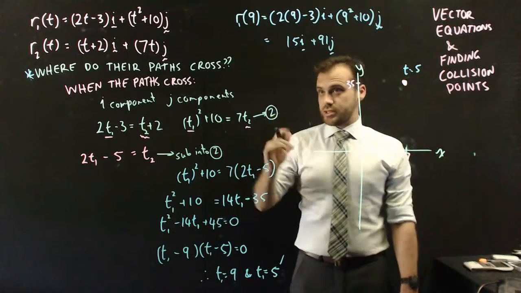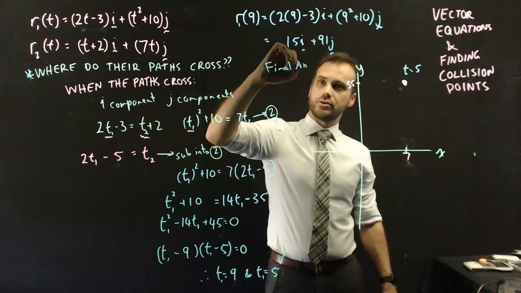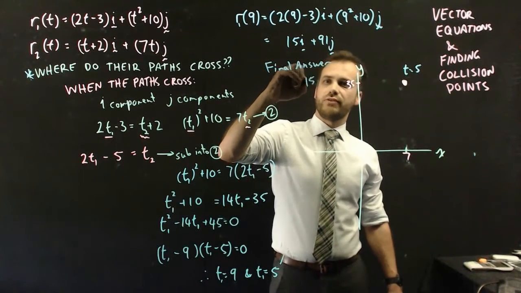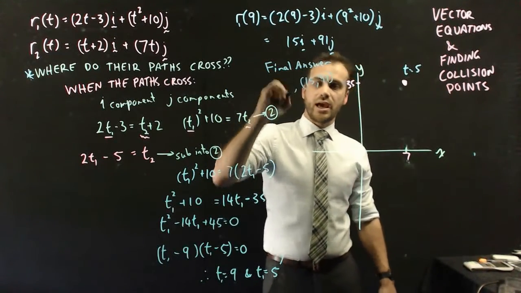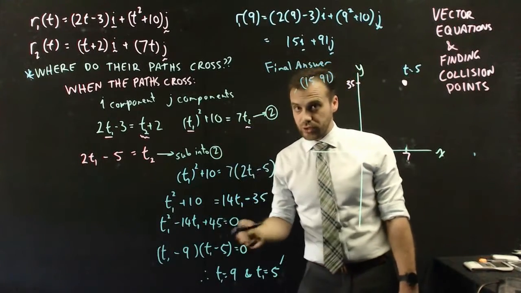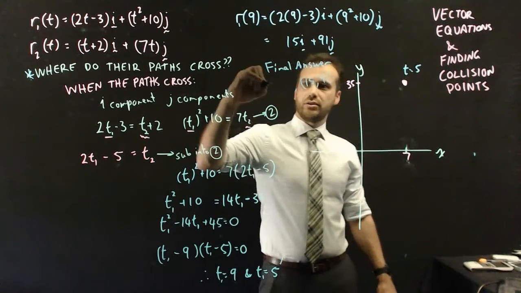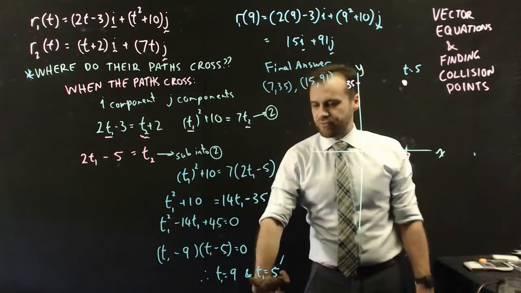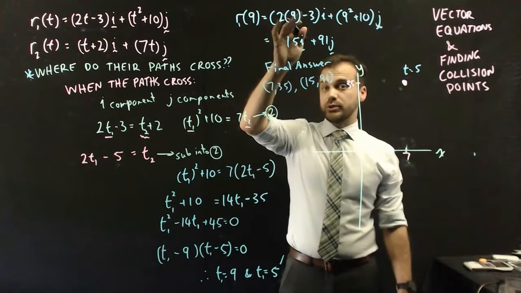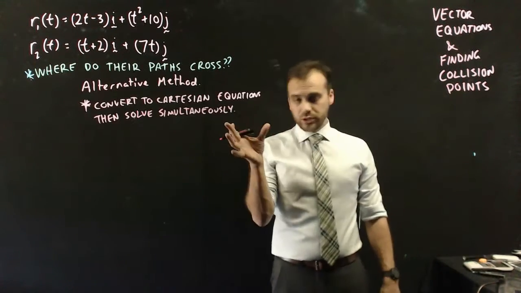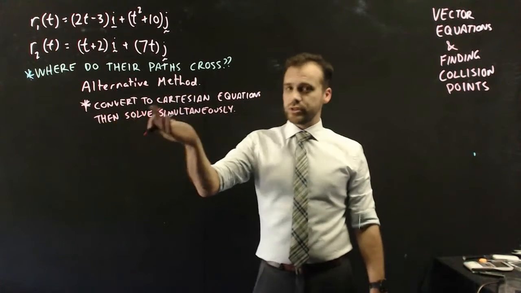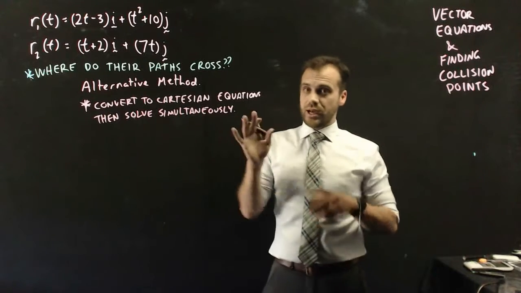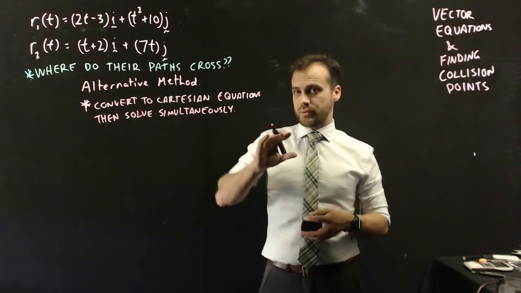So our final answer to this question, where do their paths cross? Is the point 15, 91 and the point that we found, the collision point earlier, 7, 35. Now, if I hadn't found that collision point earlier, I would just be subbing 5 into this equation as well, and that will spit out 7, 35. Now, if you got a little bit confused there, alternative method: convert these to Cartesian equations, convert them to paths in terms of x and y, and then solve those Cartesian equations simultaneously.